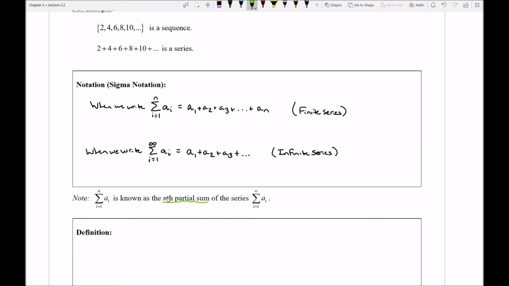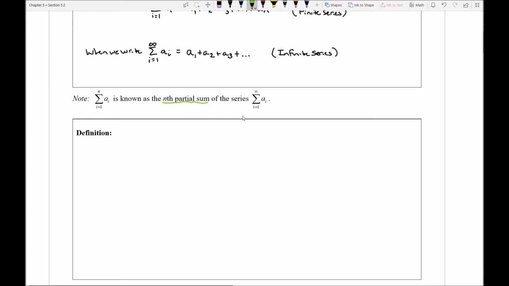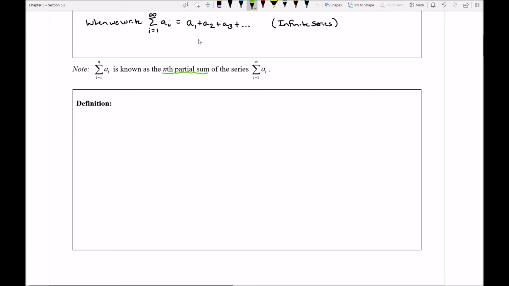But this idea of a partial sum is going to become extremely important for us, because we have to start to define what in the world do we mean by an infinite addition problem, or what do we mean by saying that an infinite addition problem would add up to something. To understand that, we have to get into this definition down here at the bottom of the first page. This definition is unbelievably important. This definition is the foundation of everything that we will do for the rest of Chapter 5.